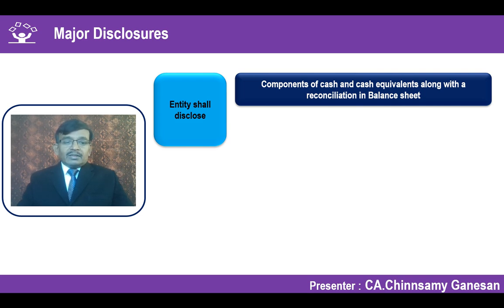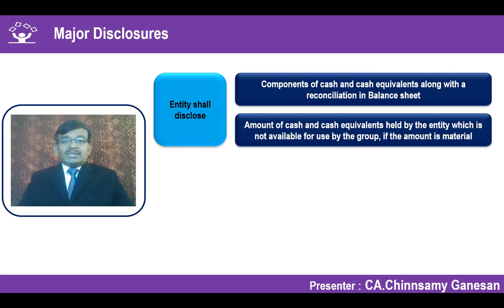Suppose the company decides to show the overdraft facility as part of the cash and cash equivalent in the cash flow statement, but shows that as part of the short-term borrowings as per Schedule 3, there will be a difference. Then again the reconciliation will come.